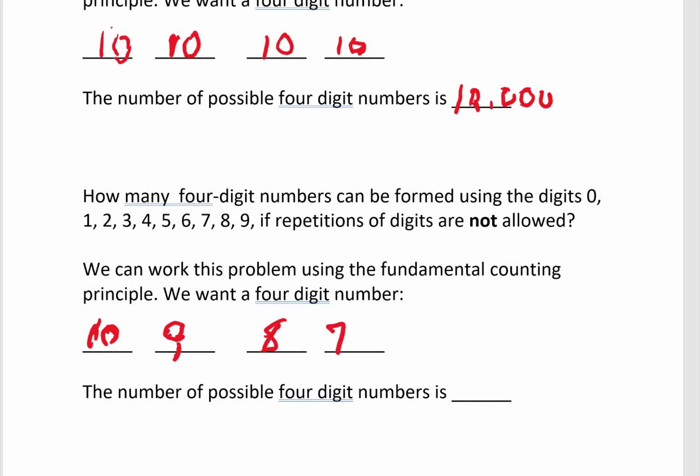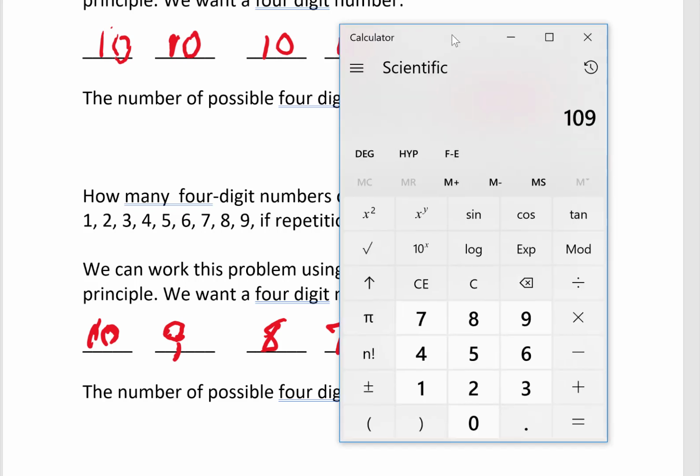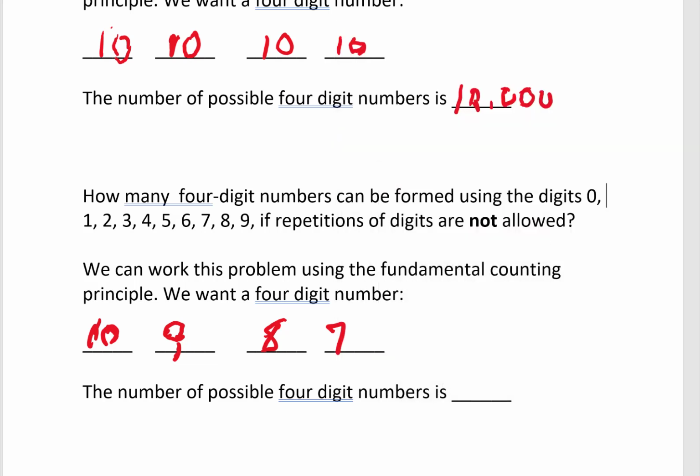And so taking my calculator, I'm going to go ahead and multiply. I'm going to take 10 times 9 times 8 times 7. And so now I've got 5,040. So if I notice, I've almost cut in half the number of possibilities by putting that restriction in that I'm not allowed to repeat.